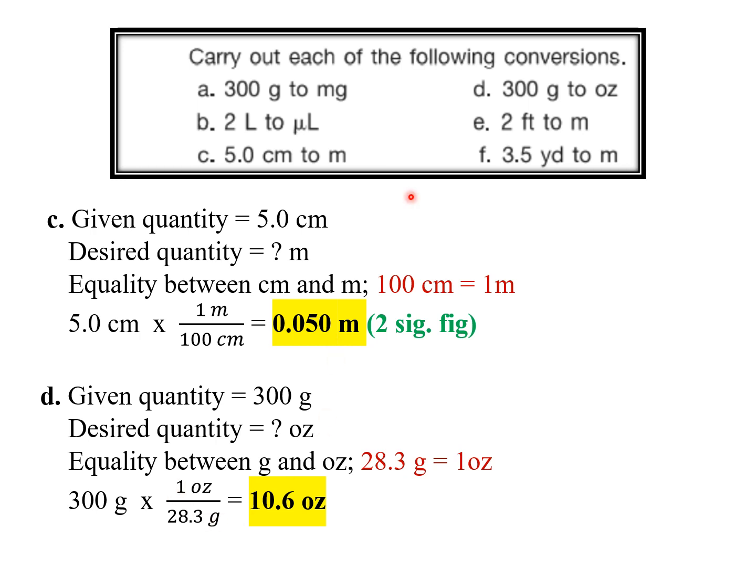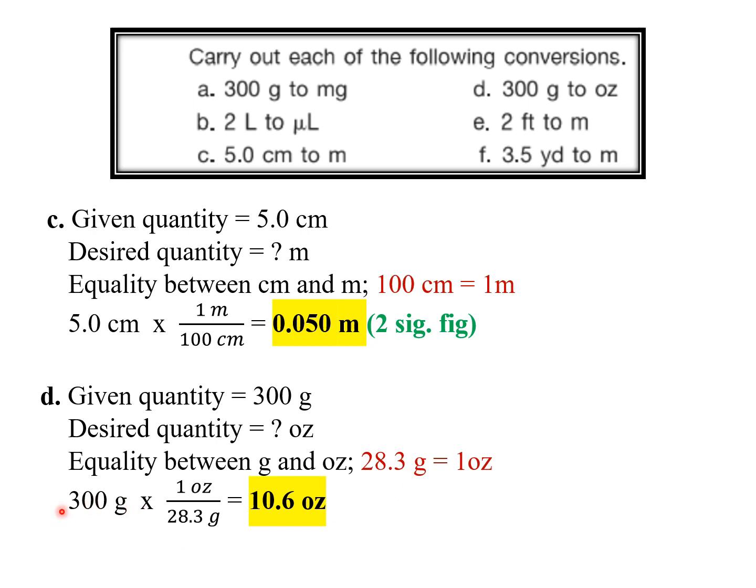Let's go to D. Part D, 300 grams you need to convert into ounce. So the given quantity is 300 grams, desired quantity how many ounces? So equality between grams and ounces, so roughly 28.3 grams equal 1 ounce. Same way, let's build the conversion factors. 28.3 grams divided by 1 ounce, or 1 ounce divided by 28.3 grams.